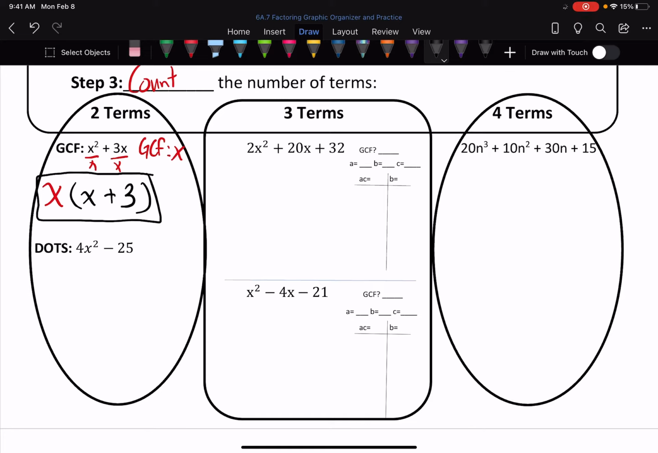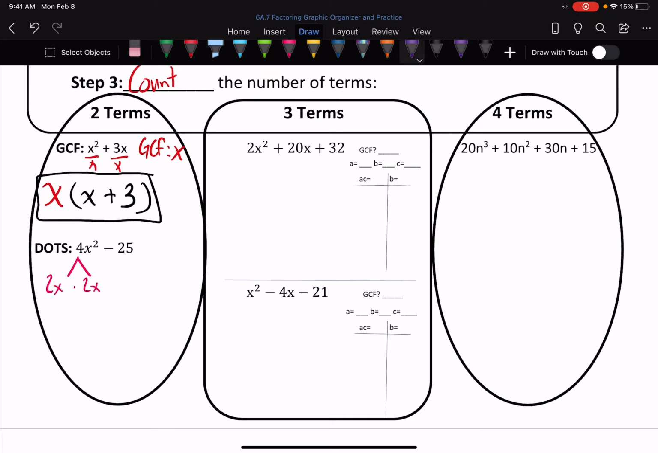Then we get on to DOTS. DOTS is our difference of two squares. This is a special case. Both of your terms need to be perfect squares, and it has to be a difference, which is subtraction of two perfect squares. So let's look at our first term. We've got 4x squared. I know 4 is a perfect square. That's 2 times 2. And x squared is a perfect square. That's x times x. So we can write its factors as 2x times 2x.